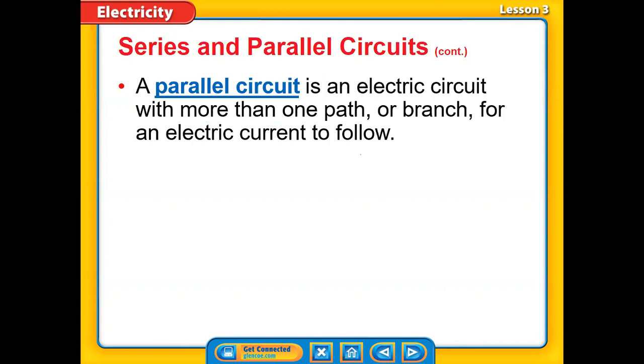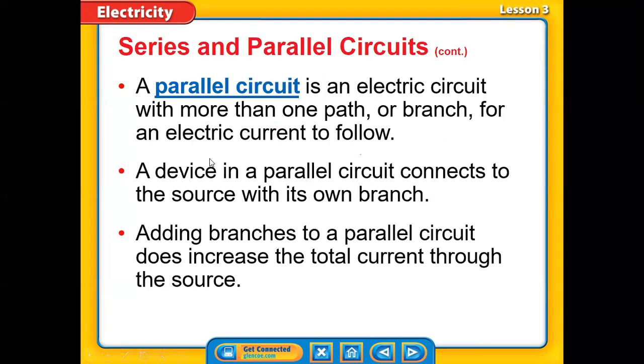So here in a parallel circuit, we said that we have more than one path. Each device has its own branch, or its own path for electrons. They are not connected all together. Each load is directly connected to the energy source.